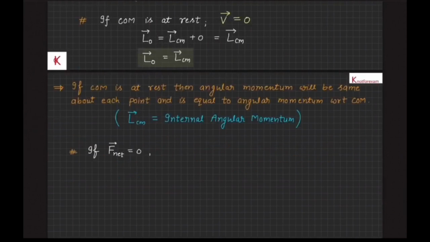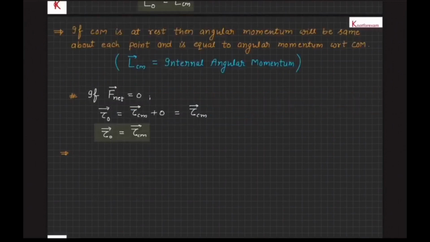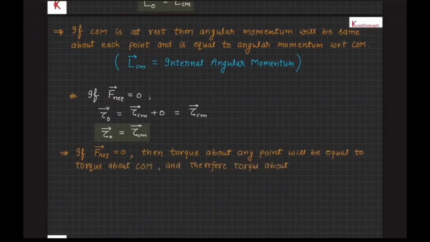Also if external force is 0, then by the relation tau vector is equal to tau cm vector plus R vector cross F external vector, tau vector will be equal to tau cm vector in this case. So torque about any point is equal to torque about any other point, and all these are equal to torque about center of mass in this case, and therefore torque about any point will be same if F external force is 0. Here torque about center of mass tau cm vector is also called internal torque of the system.